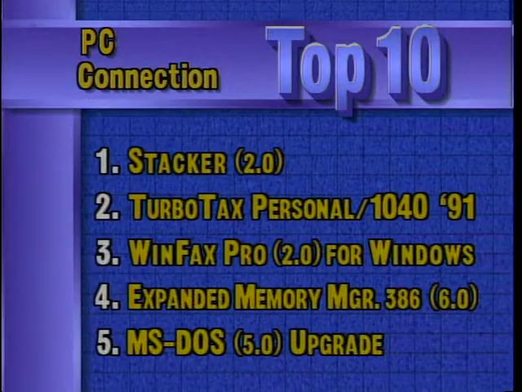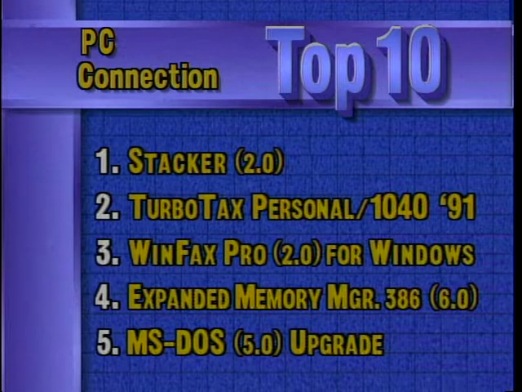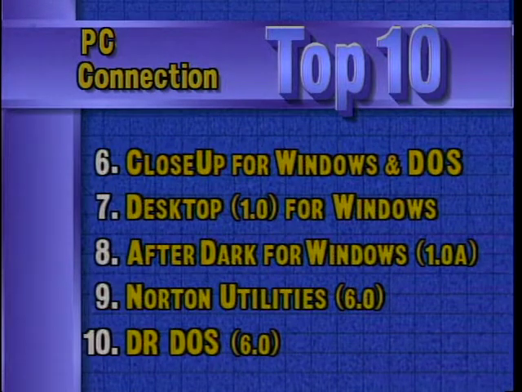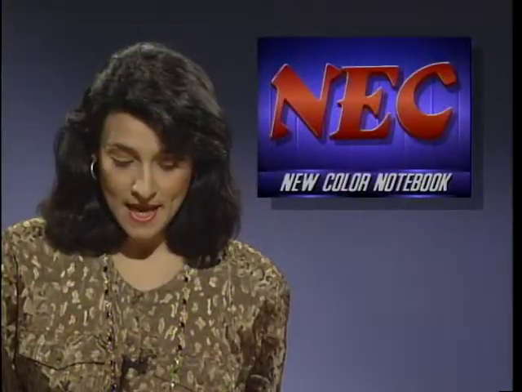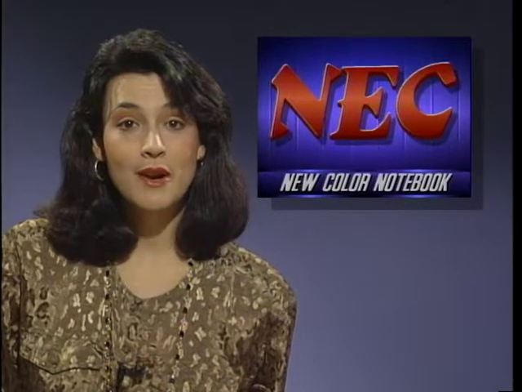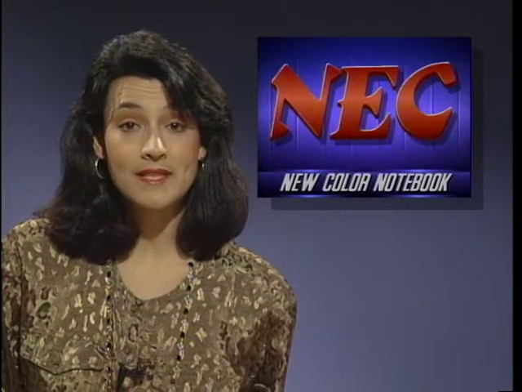In software sales last week, PC Connection reports that Stacker was the bestseller, followed by TurboTax. Not too many other changes in this week's top 10. NEC is introducing a new color notebook computer using an active matrix LCD display. And Toshiba is introducing its first 486 laptop. It's available in 25 and 33 megahertz versions.